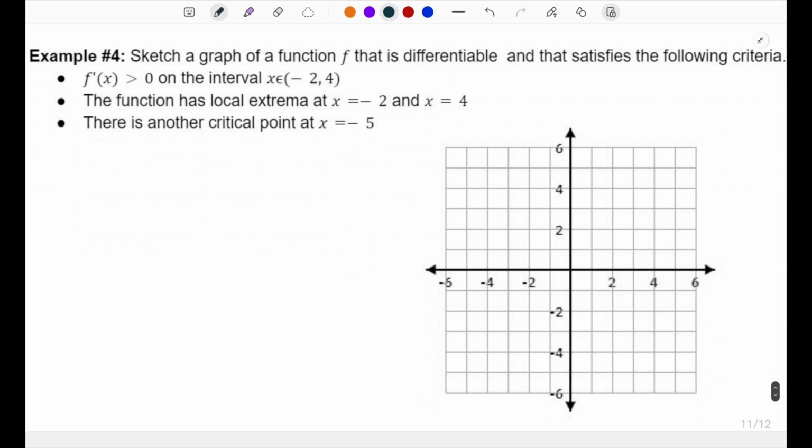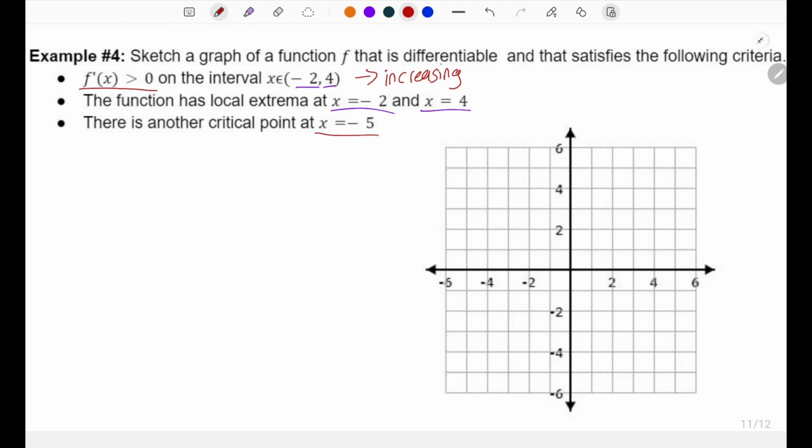Let's put some of these definitions and now let's think about what they look like as a graph. So if we want to graph something that has these conditions, try that out. So we're going to look at something that has a first derivative greater than 0. So it's positive, which means it's increasing on that interval. We also want to have local extrema at -2 and 4, which is actually the ends of that interval. So that's important to note. And we have a critical point at -5.